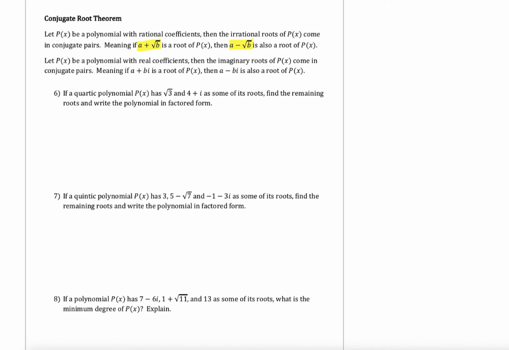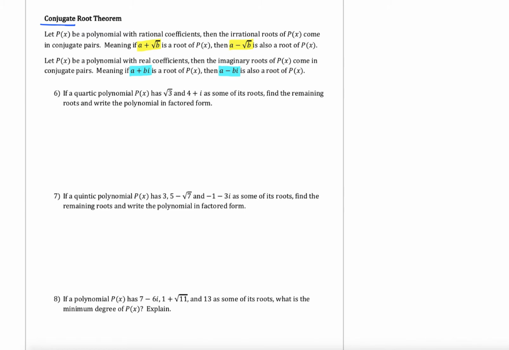And we saw this concept of conjugates back in our last unit with our imaginary conjugates. But we also have our complex conjugates. We also have these irrational conjugates that we can look at as well. Just like we had for the irrational ones, we also have this for imaginary roots. So if p of x is a polynomial now with real coefficients, then the imaginary roots of p of x come in conjugate pairs. Meaning if a plus bi is a root, then our complex conjugate of a minus bi is also a root. So let's see how we can use these in action.